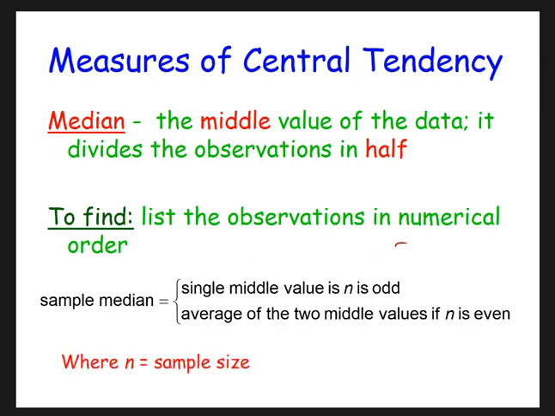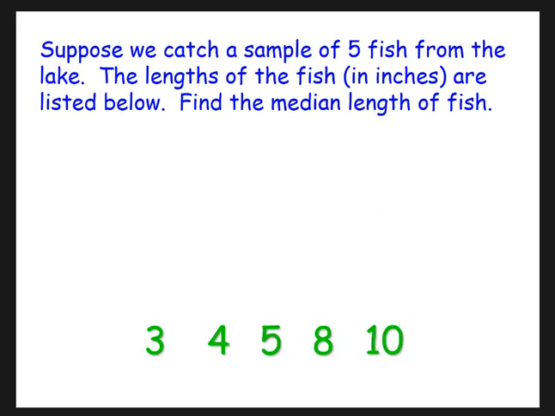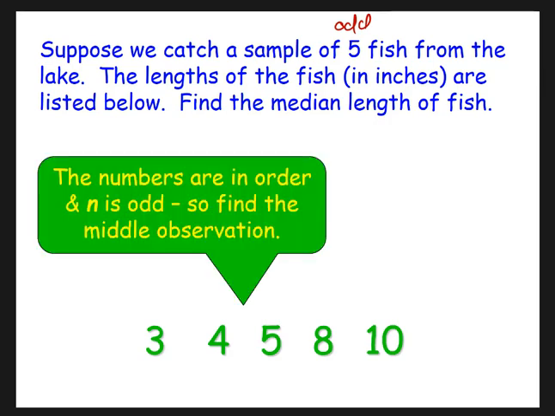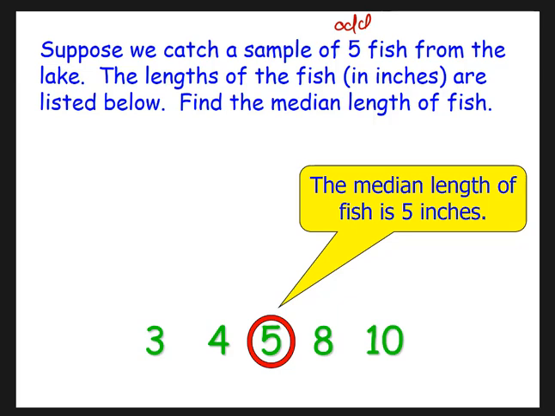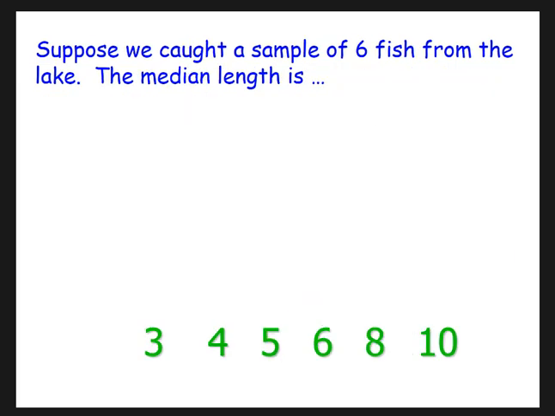So let's look at a sample of size n, where n is 5. So this is odd. There's an odd number of items in this list. The numbers are in order from smallest to largest, and n is odd. So we work our way in. Here is the middle number in the list. Now, if it was a large list, crossing off the first and last and working our way into the middle wouldn't be very practical. So there's a better way of doing that we'll get to.